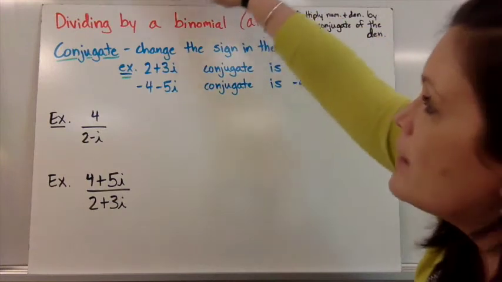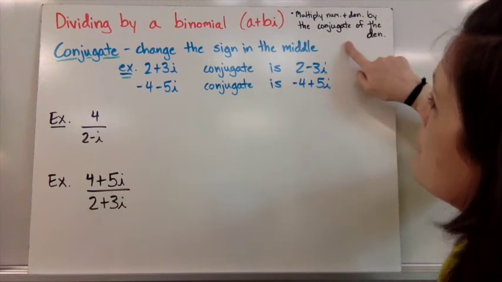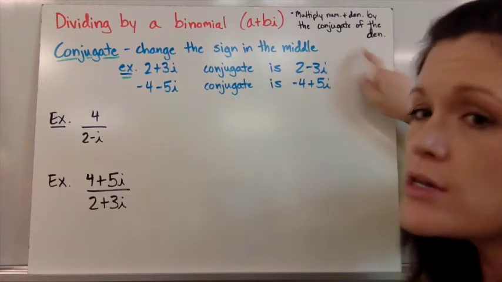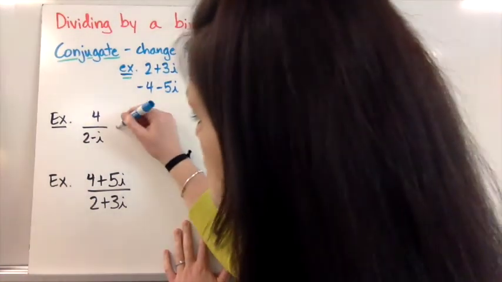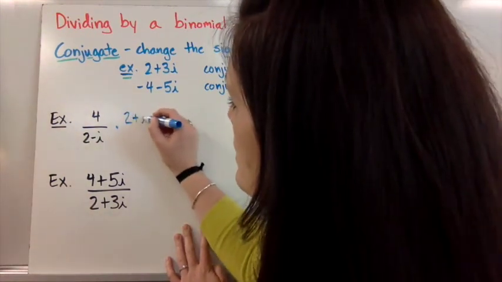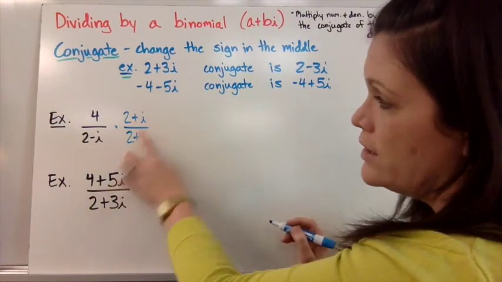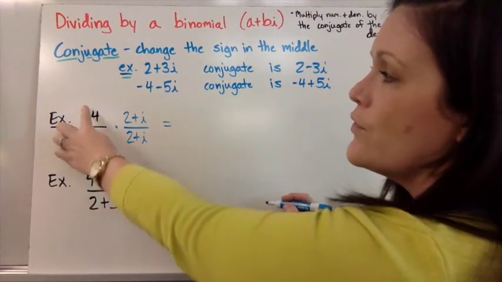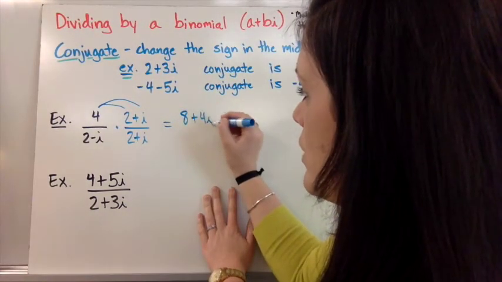In order to divide by a binomial in the form a plus bi, a complex number, we need to multiply the numerator and the denominator by the conjugate of the denominator, because the denominator is what we're focusing on cleaning up in these examples. We can call this example 4. The conjugate of 2 minus i is 2 plus i, so I multiply the top and the bottom by 2 plus i. Now let's see what that is. 4 would distribute to the 2 plus i, so I get 8 plus 4i.